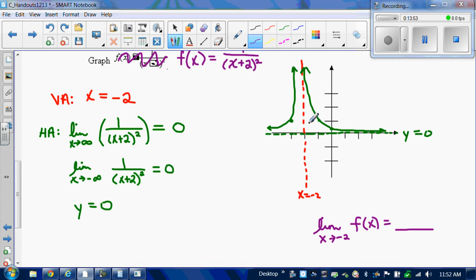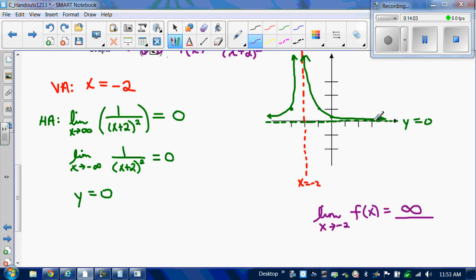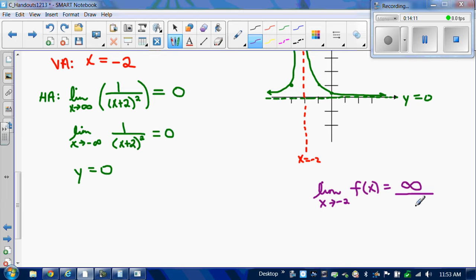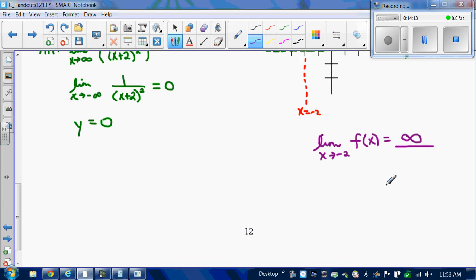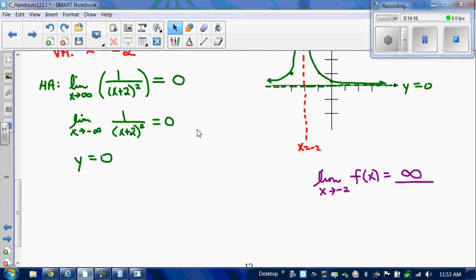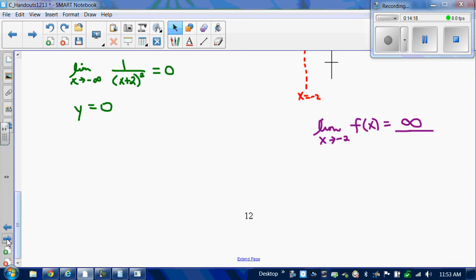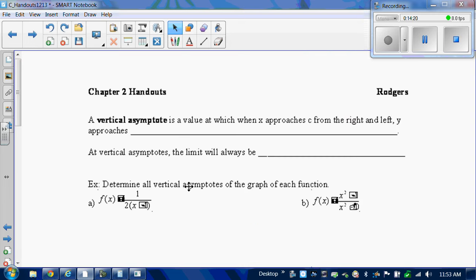Okay, infinity. It's because as I go from the right, I go to infinity, and as I go from the left, I go to infinity, which means there is no limit, but again, I'd like to see the infinity sign so that I know that you know what you're talking about. Okay, moving right along.